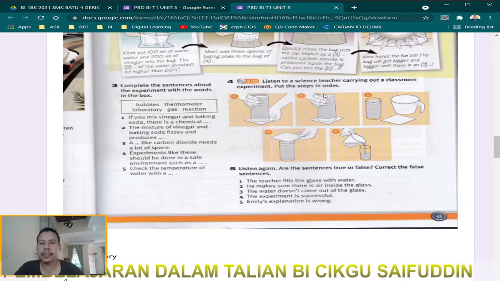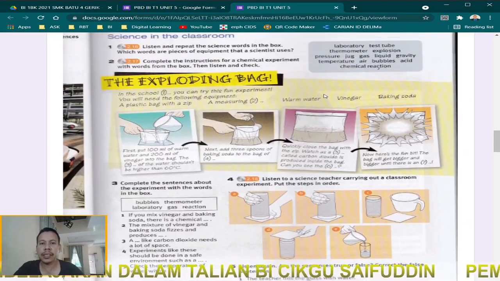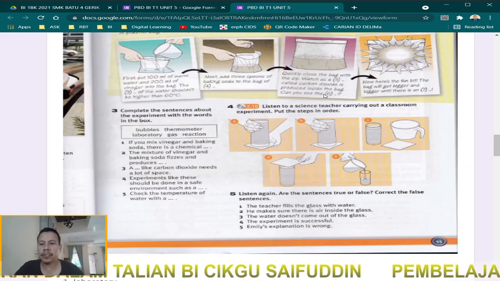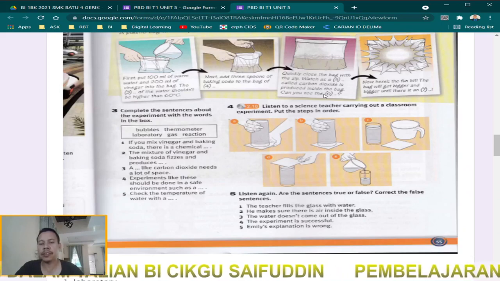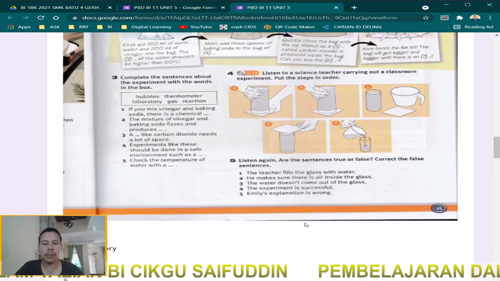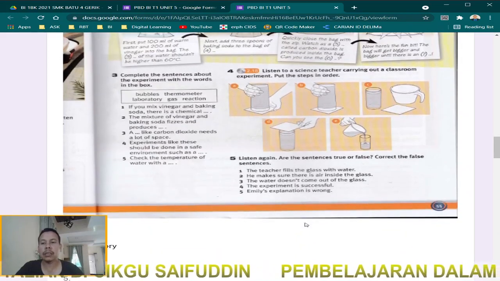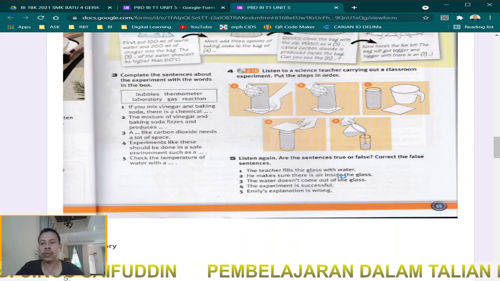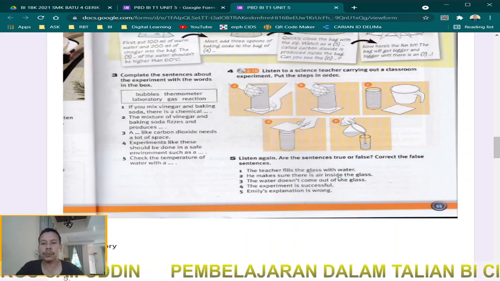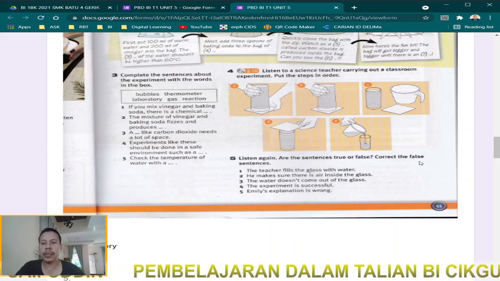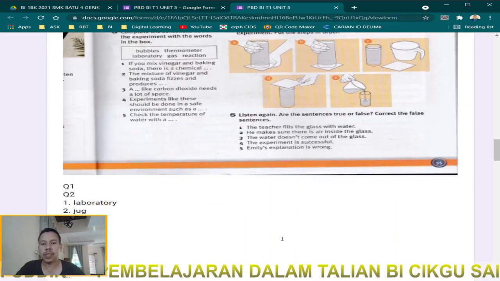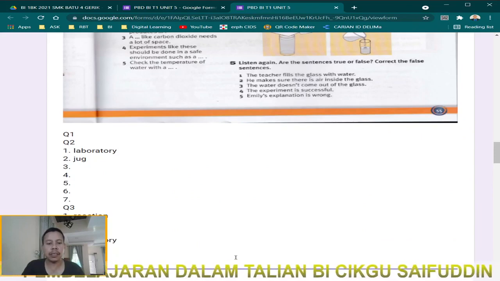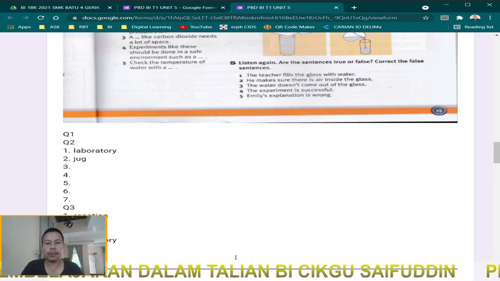Listen again. Okay, listen again, and are the sentences true or false? Correct the false sentences. Okay, sama ada pernyataan ini benar atau tidak, benar atau palsu. So you have to use the word false or true, and then you have to correct the false sentences. So let's look to the question 5. Okay, question 5.